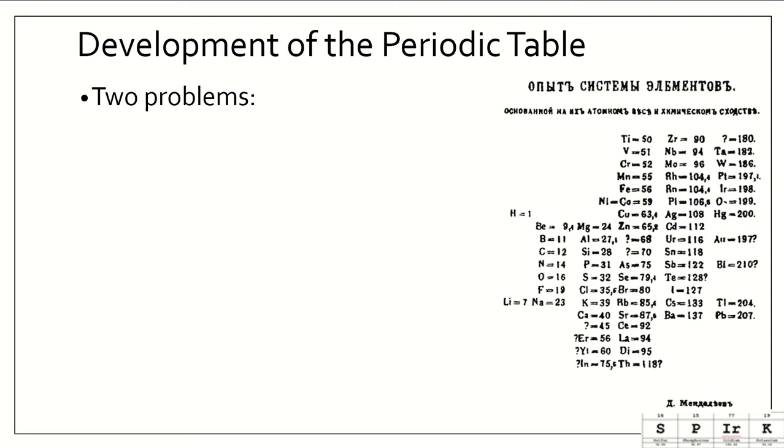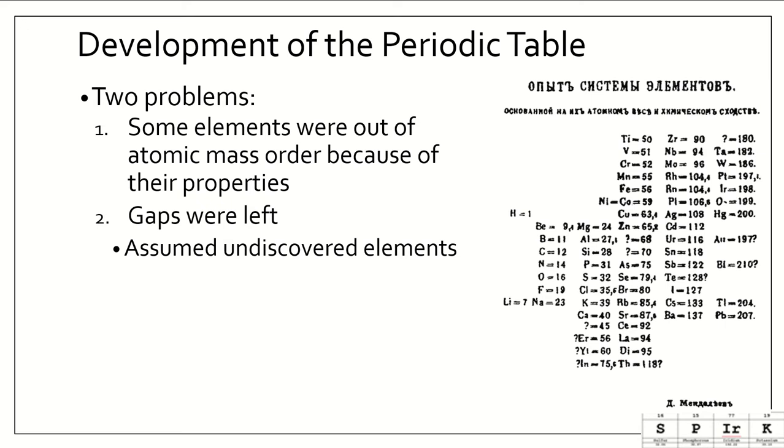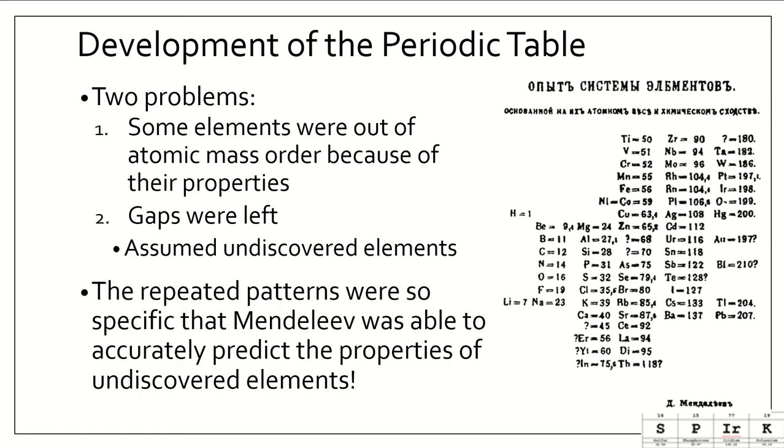But there were 2 problems with his periodic table. The first one was that some elements were out of atomic mass order because of their properties. So they didn't quite follow that in order of atomic mass rule because he grouped them also based on their properties. And the second problem was that there were gaps. And you can see there are many holes in the periodic table here. But he assumed that these gaps are where undiscovered elements would be found.